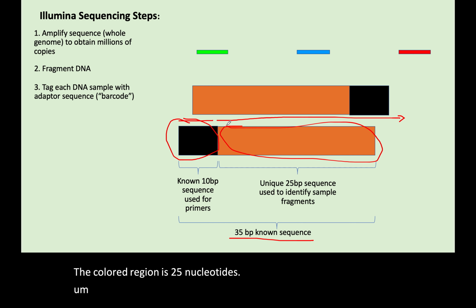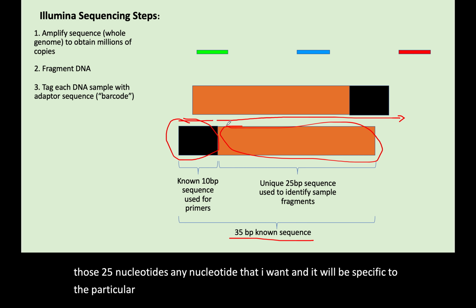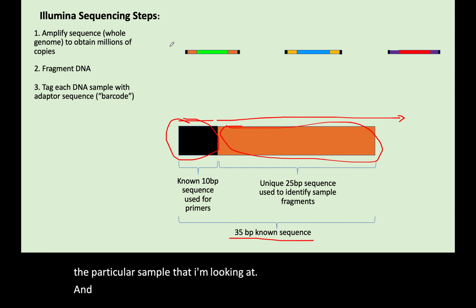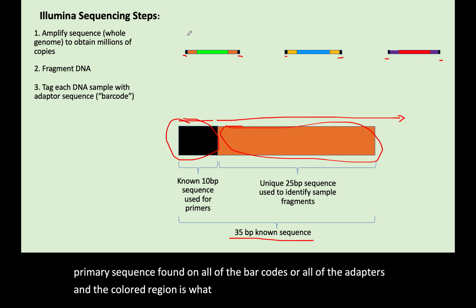So this is the barcode region. I can make those 25 nucleotides any nucleotide that I want, and it will be specific to the particular sample that I'm looking at. And so again, when I'm looking at these three, the black sequence is the primer sequence found on all of the adapters, and the colored region is what actually provides the quote unquote barcode for each sequence.